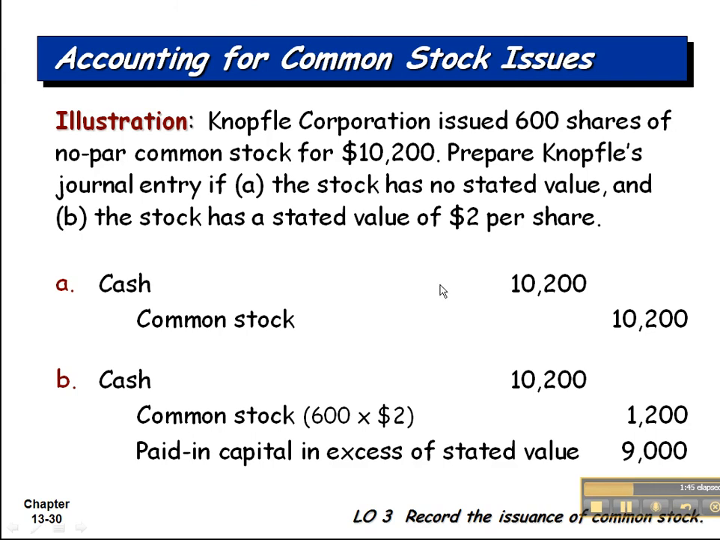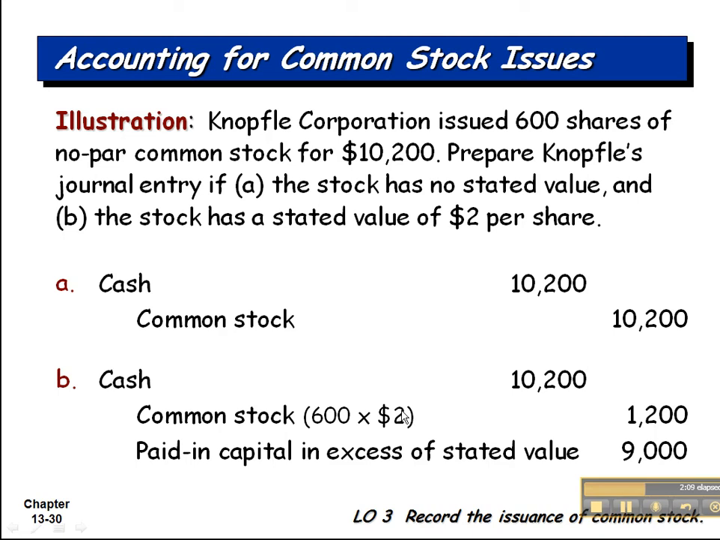Norfolk Corporation issued 600 shares of no par common stock at $10.2. Prepare the journal entry if the stock has no stated value and if the stock has a stated value of $2. So no stated value stock, as you read in your book, is just going to be a simple entry: debit cash, credit common stock.